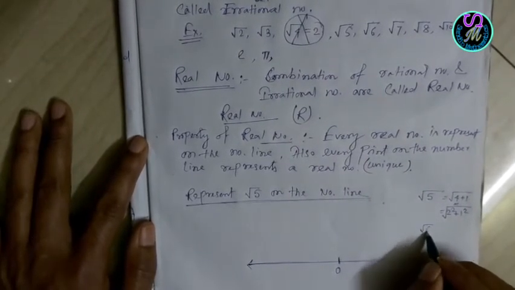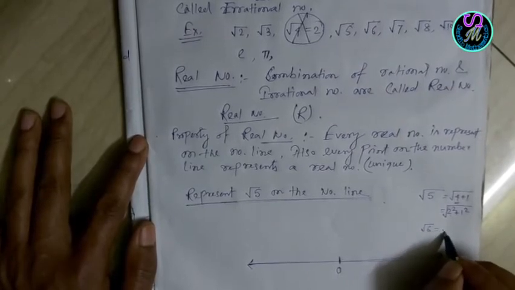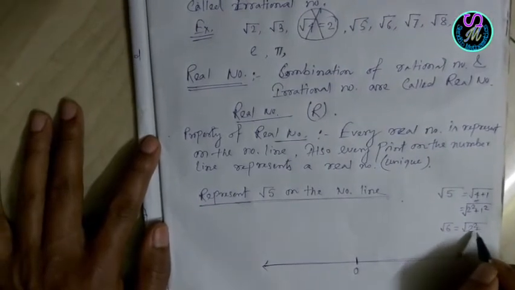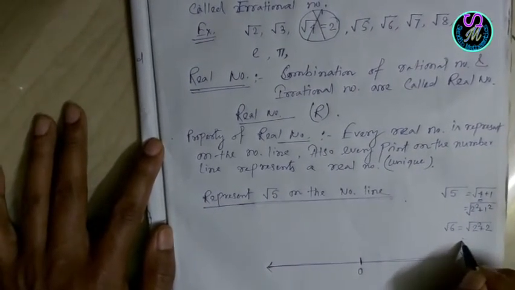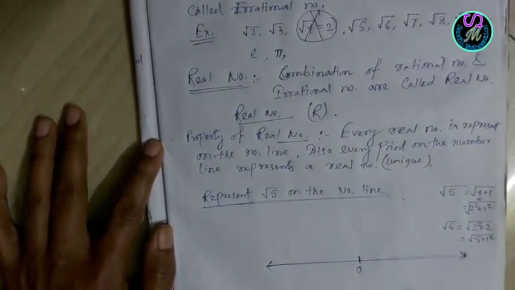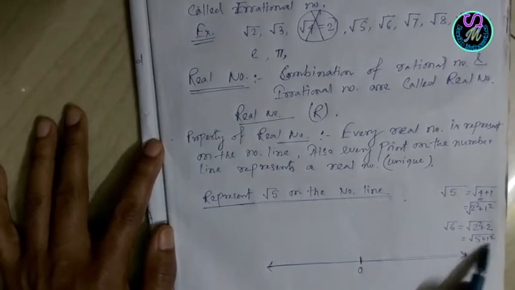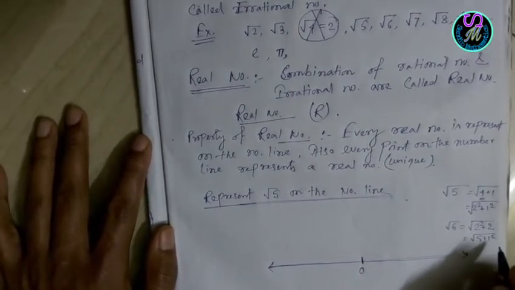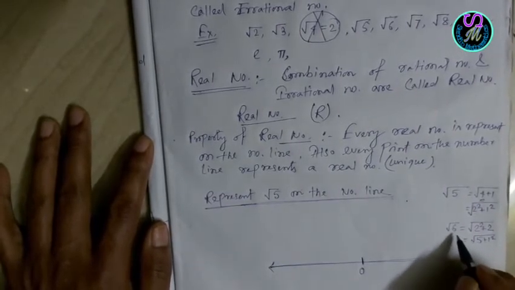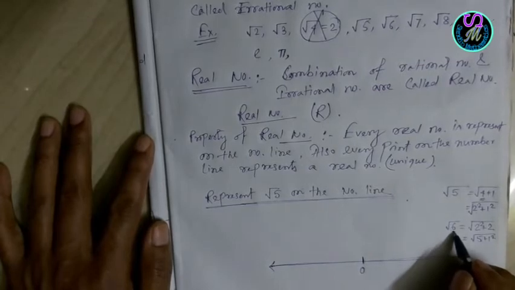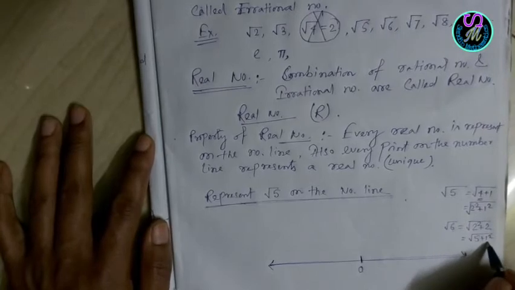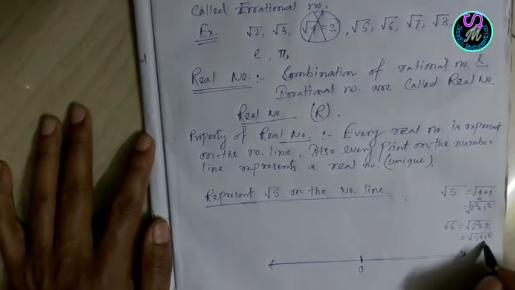If you consider root 6, then root 6 cannot be expressed as the sum of the squares of two numbers. You can write 4 plus 2, or 5 plus 1, or 3 plus 2, but these numbers are not squares of any number. So when we have to represent root 6, you have to choose either root 5 square plus 1 square, or 2 square plus 2.